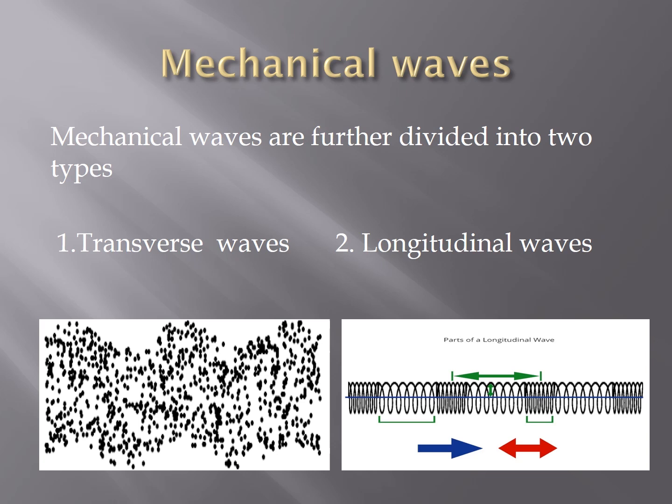Mechanical waves are further divided into two types according to the disturbance of the particles. They are categorized into transverse waves and longitudinal waves. Now, as you can see in the figure, the two figures show the disturbance of the particles of the medium. The particles are disturbed differently in transverse waves and in longitudinal waves. Now I am going to discuss transverse and longitudinal waves individually in detail with you.